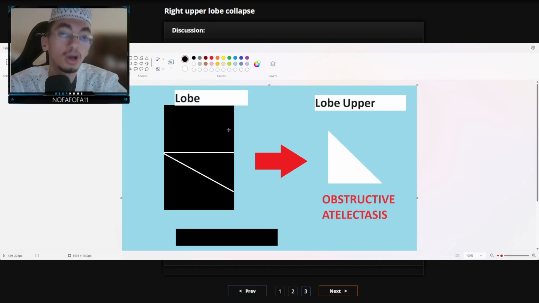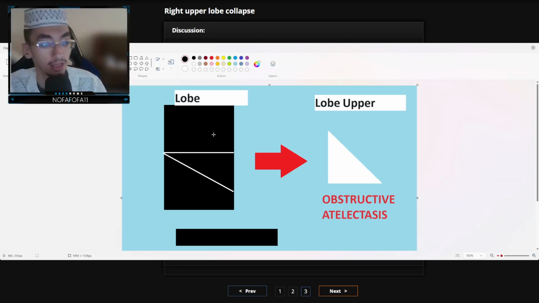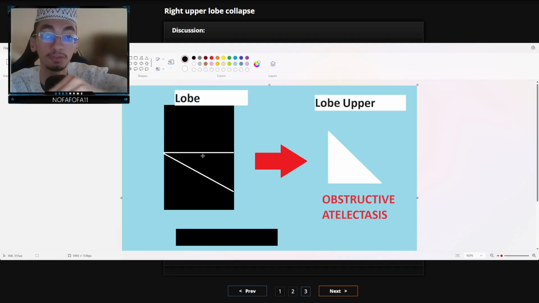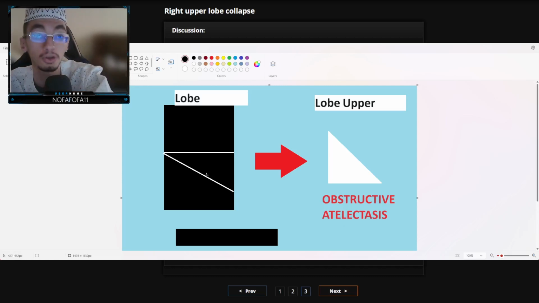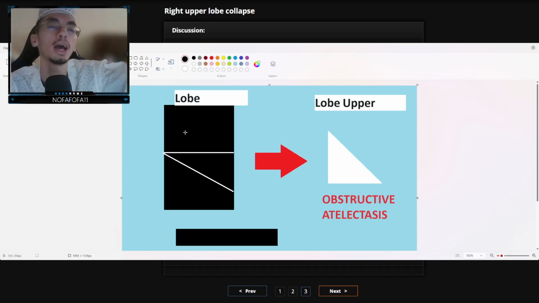And as you know, the fissures appear on X-ray as a thin white line. All right, they appear as a very thin white line, like in this portion right here. So here we have the minor fissure, the horizontal fissure, the same meaning. And here we have the oblique fissure as well. The minor fissure gives you the middle lobe. The oblique fissure, which is also present on the left lung, gives you the upper and the lower lobe.